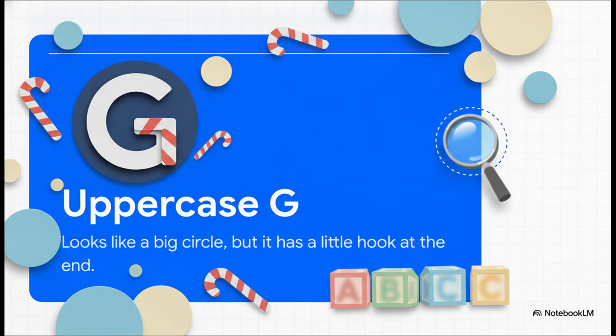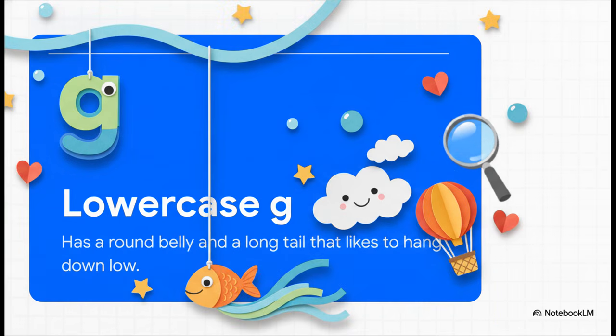Think about how vivid that is. As you hear those words, you can mentally trace that circle and map that hidden candy cane right onto the shape of the uppercase letter. Then we look at the lowercase g. The lesson describes it as having a round belly and a long tail that likes to hang down low, like it's dangling off the line. These vivid anthropomorphic descriptions, a round belly, a dangling tail, they are exactly the kinds of hooks that stick in a young child's mind, making visual recognition a whole lot easier.